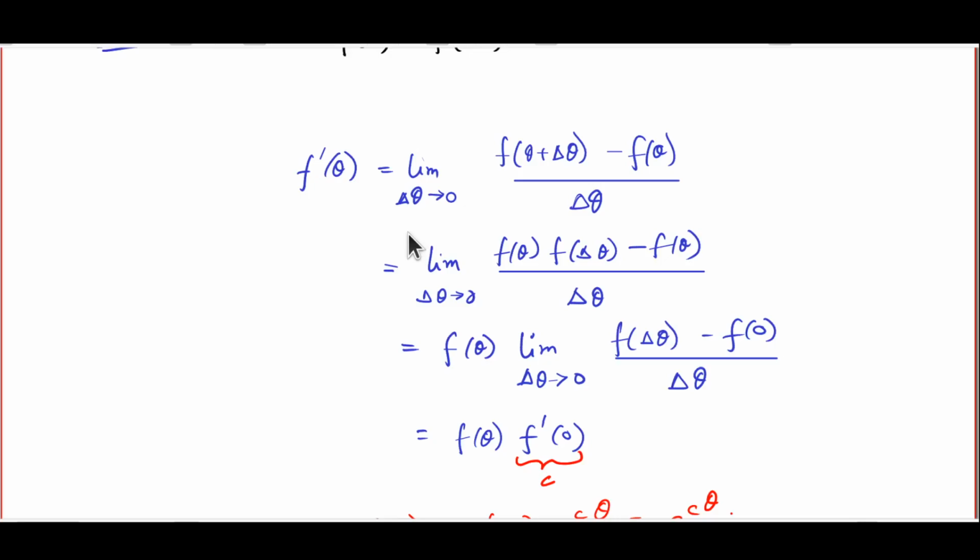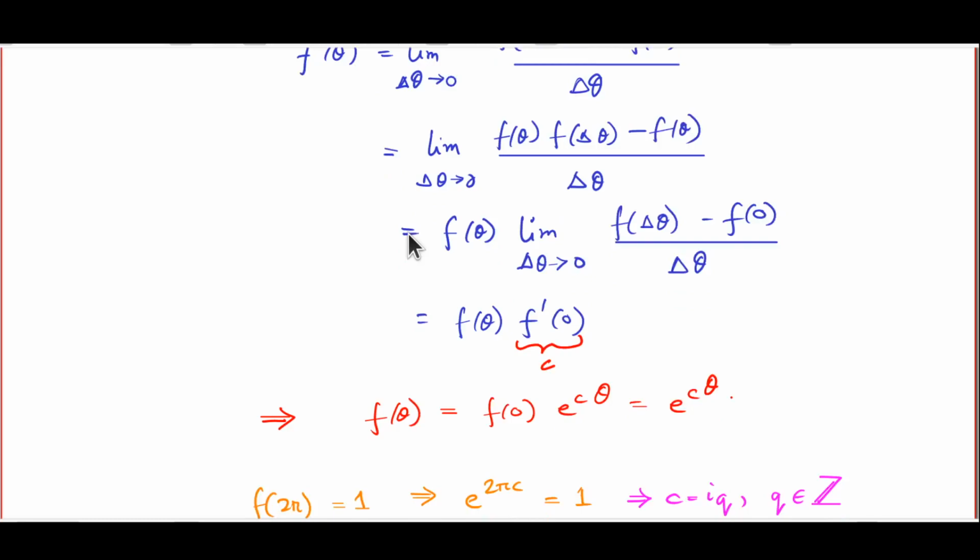So the value of f prime 0, which I am going to call c, is definitely a constant independent of theta. So the equation that you really have now is a simple differential equation. df by d theta is c times f, and you all know how to solve this. This immediately gives a solution that f of theta has to be f of 0 times e to the c theta, and since f of 0 is 1, this gives us e to the power c theta for some constant value c.